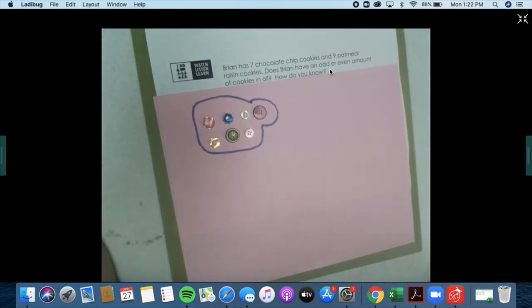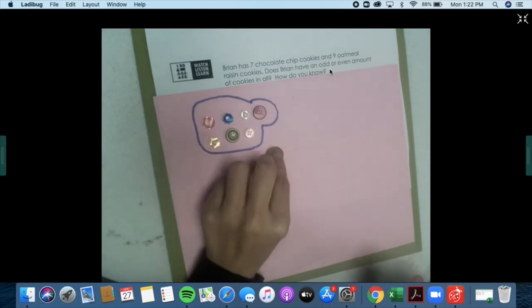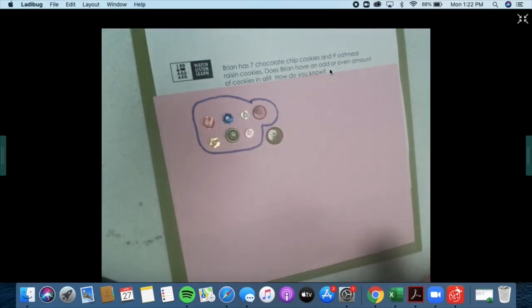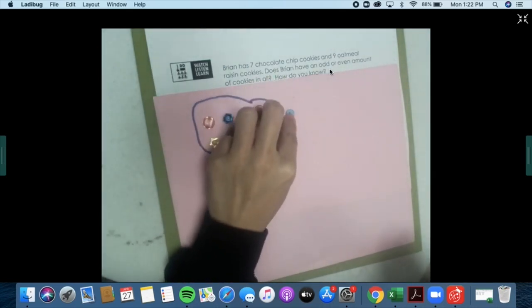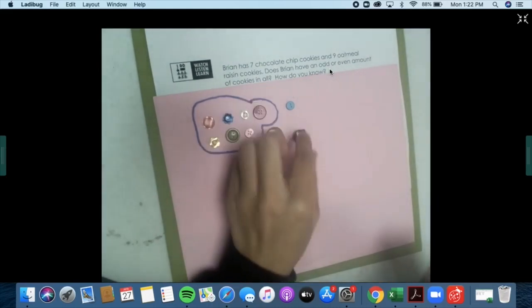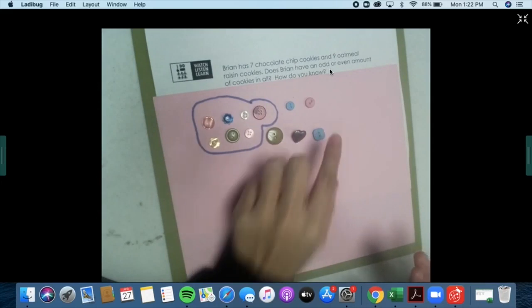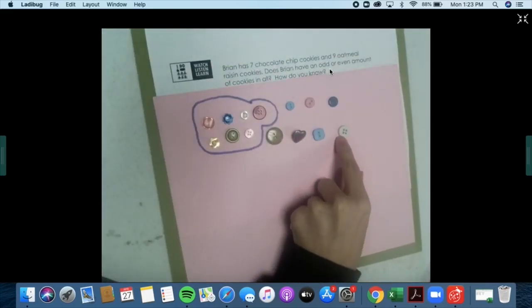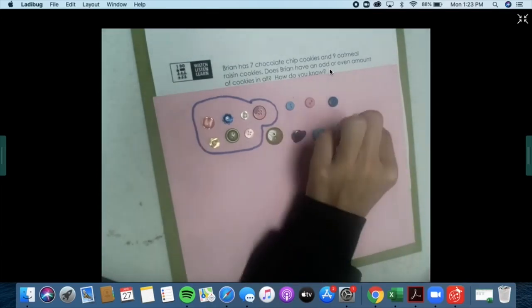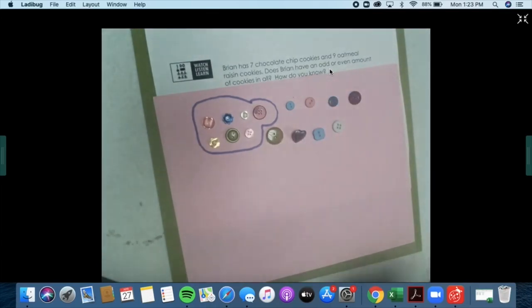And then Brian also has 9 oatmeal raisin cookies. 1, 2, 3, 4, 5, 6, 7, 8, 9. And I'm going to circle my 9 as well.